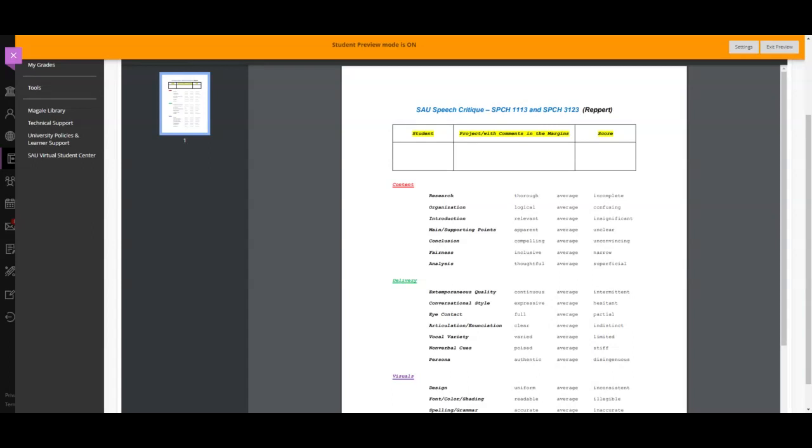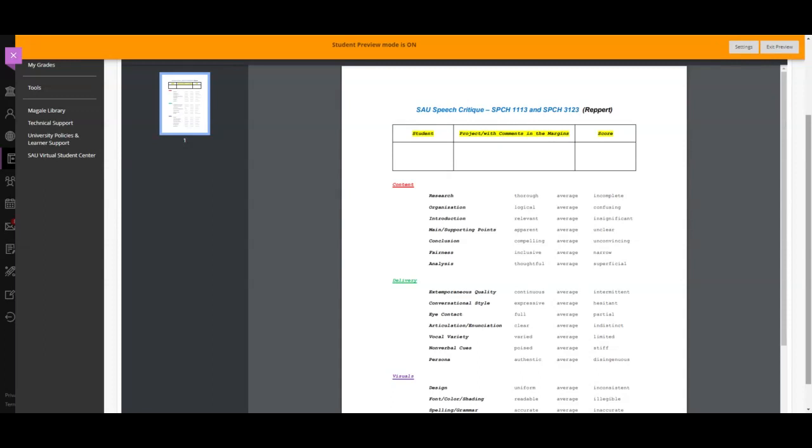Your organization should be logical. Your introduction, relevant. Your main and supporting points, apparent. Your conclusion, compelling. Fairness, inclusive. And your analysis, thoughtful.